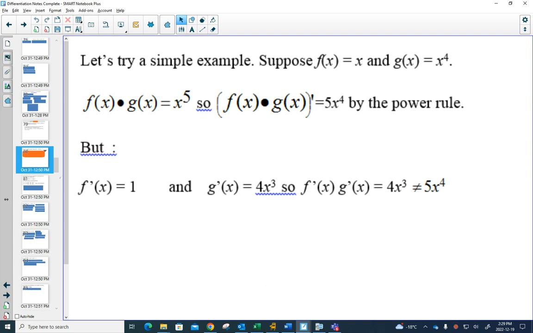So then I have to go back and say, is there actually a rule that would help us find things out when we're multiplying? Or is this something we always have to go back to our definition of a derivative?